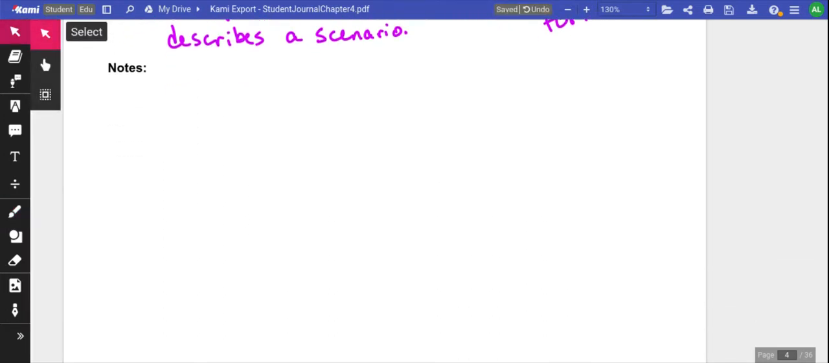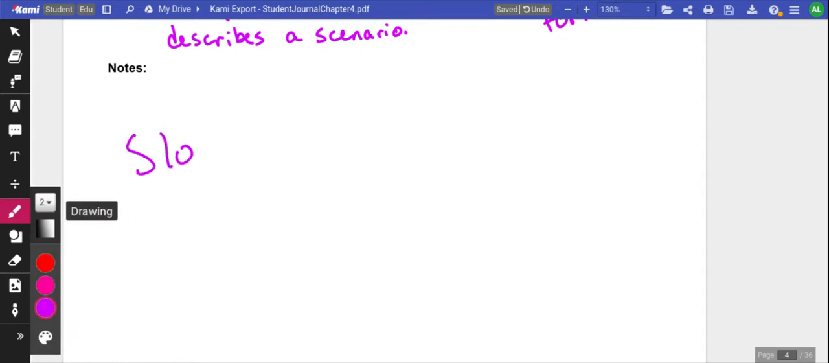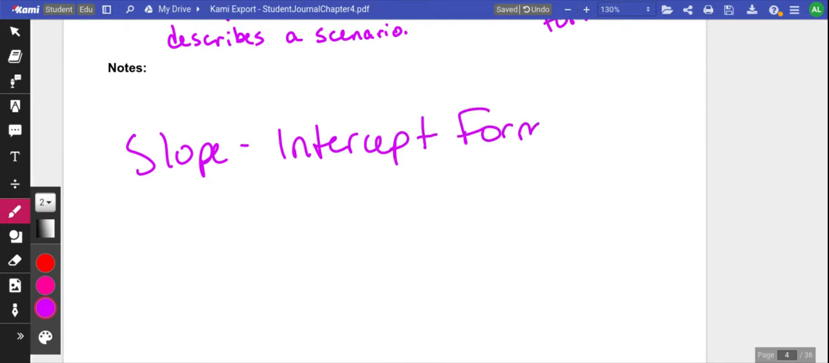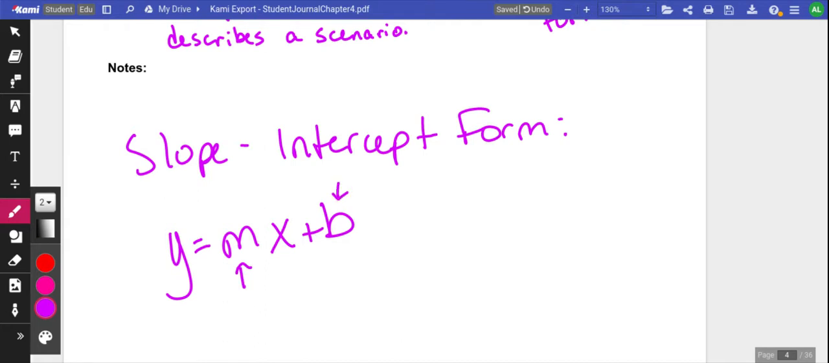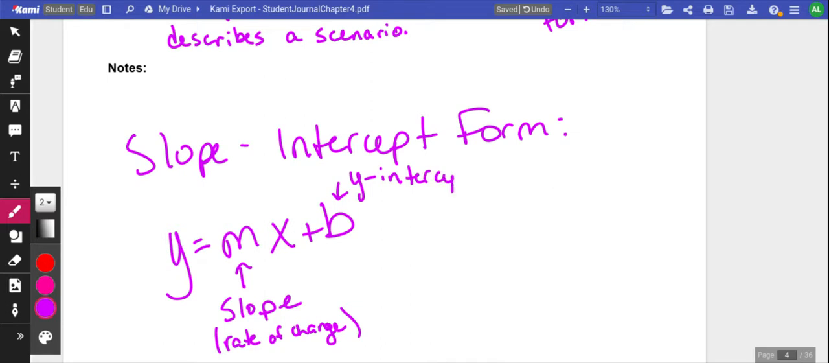So over here in notes, I really just want to remind us, slope-intercept form, that's when we have this equation in y equals mx plus b format. Okay, you're always going to have a y and an x. Those are just your variables. The m and the b are going to be values that you put in. Remember, m is always your slope, which sometimes you might call your rate of change. And b is your y-intercept.